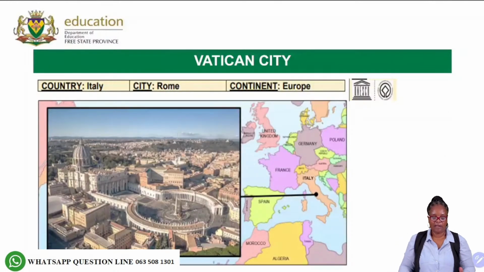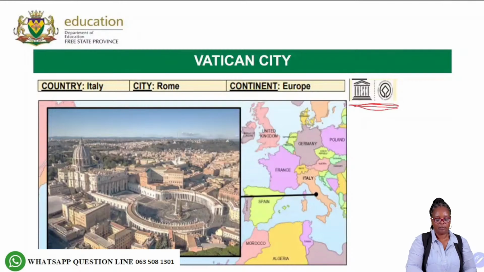Then here it is. The first thing that you need to identify is that this also is one of the World Heritage Sites. The Vatican City is one of the World Heritage Sites. Look at the masterpiece in front of you, the artwork, the architecture in front of you. Here it is, the city, it is here in Italy.